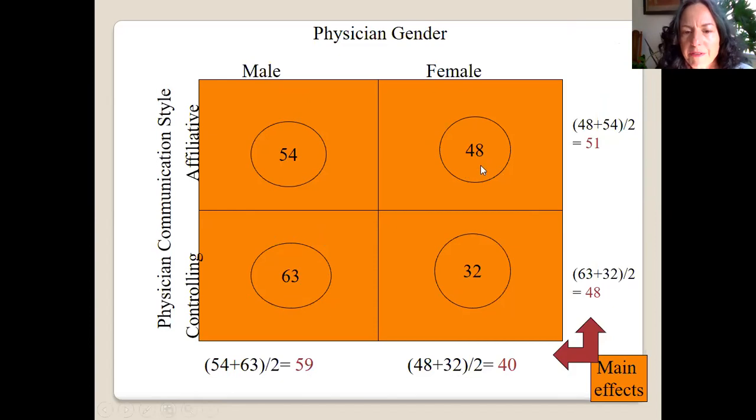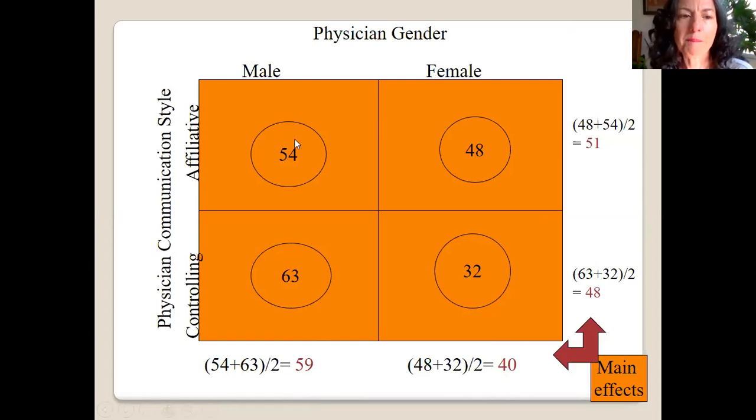To get the effects of the female gender, what we would do is add 48 and 32, divide by 2, and there we get 40. And what you can see there is that the male doctor is actually liked more than the female doctor. But that doesn't really tell the whole story of the results, as you can imagine. So we'll get back to the whole story of the results in a second.